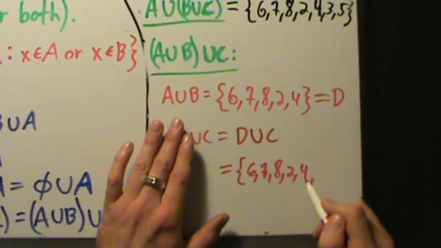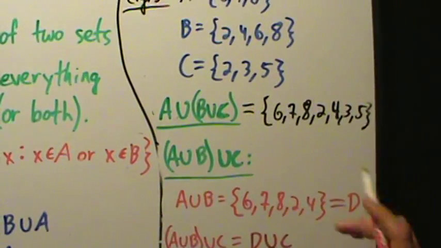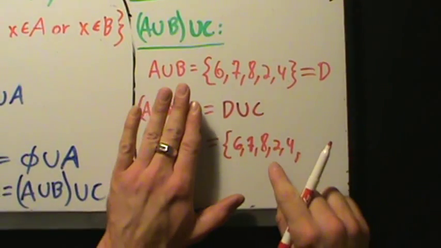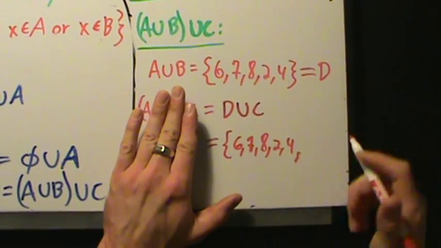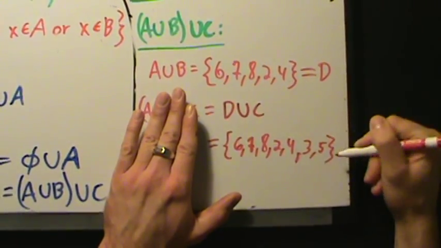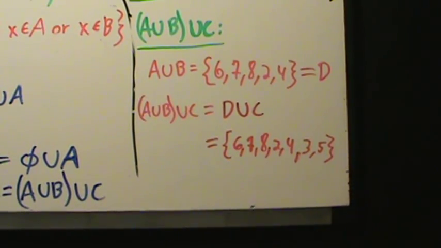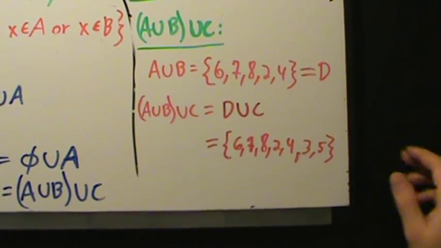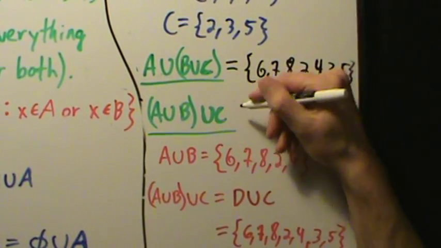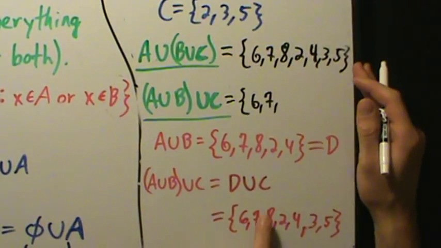6, 7, 8, 2, 4. That's D. Now what do we get from C? From C we get 2, 3, 5. Okay, so 2, 3, 5. Well, we already wrote down 2, we already listed that, so do not do it again. Okay, so only 3 and 5. Okay. And that's our A union B union C like this, 6, 7, 8, 2, 4, 3, 5. Okay. So let's go ahead and come up here, and what do we get? We get 6, 7, 8, 2, 4, 3, 5.